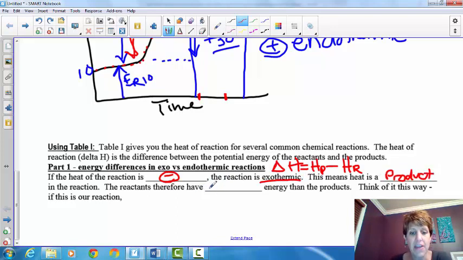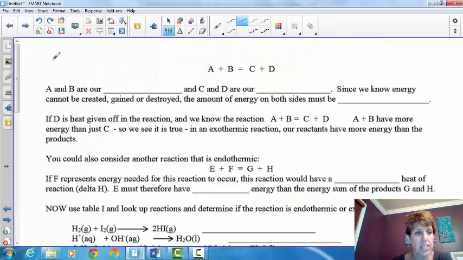The reactants therefore have greater energy than the products. So you start off really high and you add a little bit, and then your products have very little energy. So heat is being released out right here. That's why you see the big downhill. Think of it this way. If this is our reaction, so let me go over to the next page here. A plus B equals C plus D. A and B are our reactants, and C and D are our products.